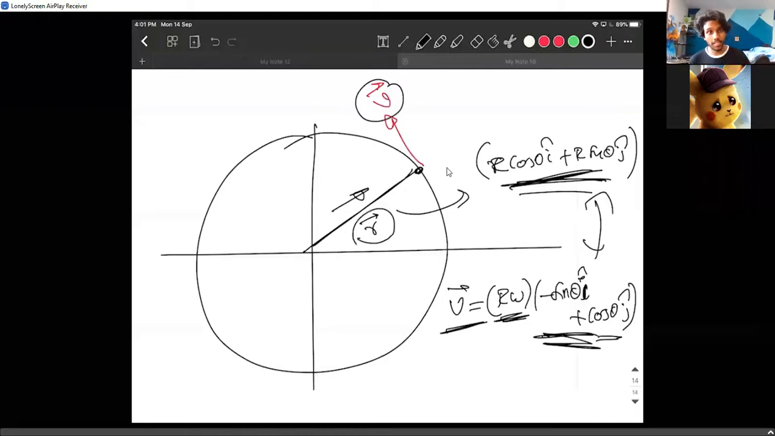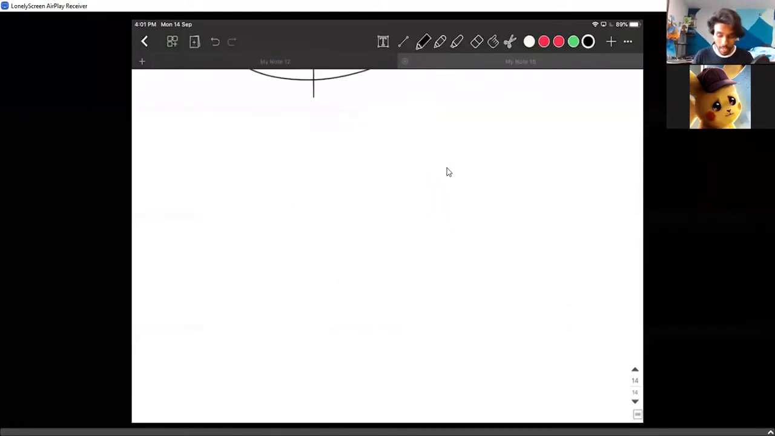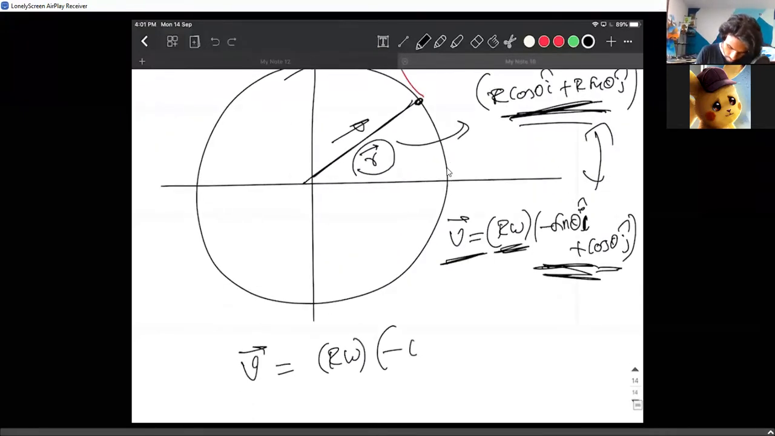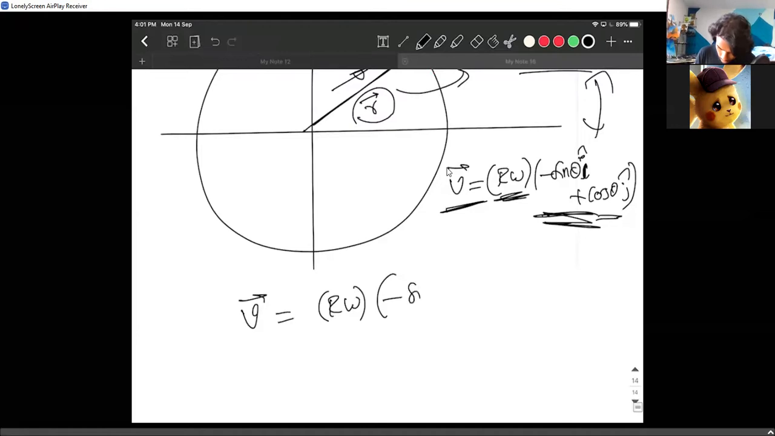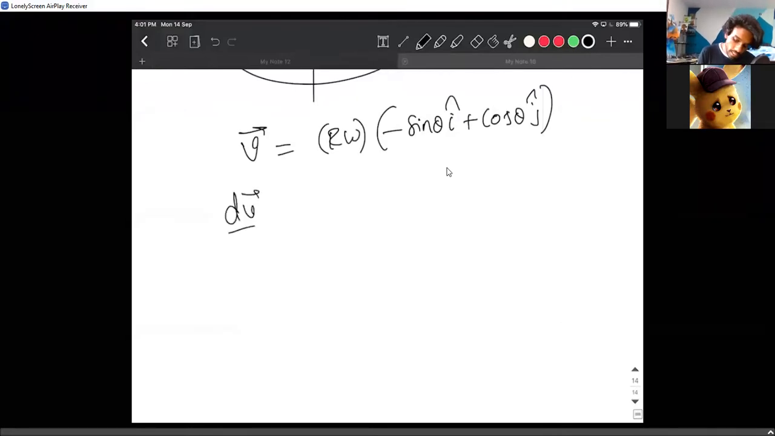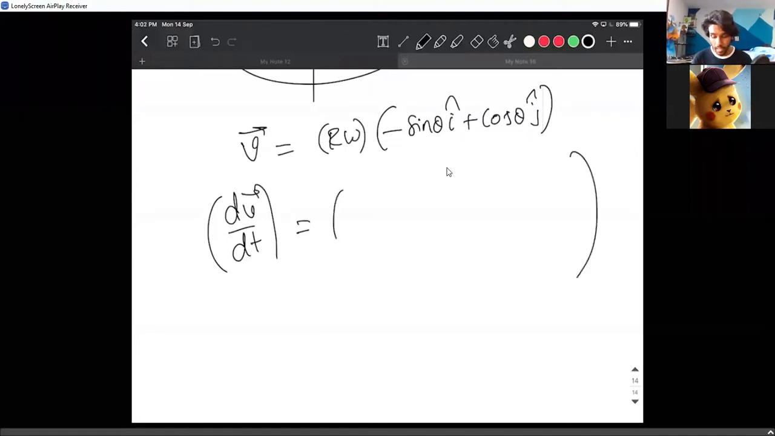Quite an interesting idea. We simply approached the entire problem mathematically. Now the topic is not over here. The next idea is the thing that I want you to do. Now that I have a velocity vector which is r omega times minus sin theta i cap plus cos theta j cap, I want you to differentiate this again, dv bar by dt. I want you to differentiate this entire thing.